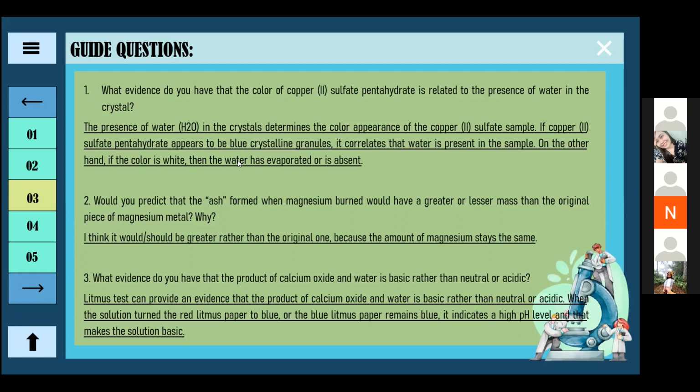Number 3, what evidence do you have that the product of calcium oxide and water is basic rather than neutral or acidic? A litmus test can provide evidence that the product of calcium oxide and water is basic rather than neutral or acidic. When the solution turns red litmus paper to blue, or the blue litmus paper remains blue, it indicates a high pH level, and that shows that the solution is basic.